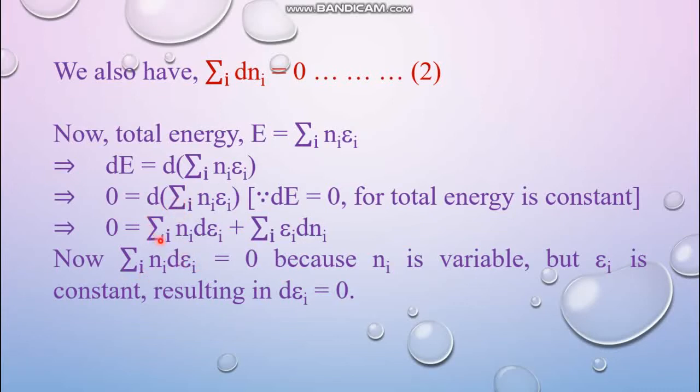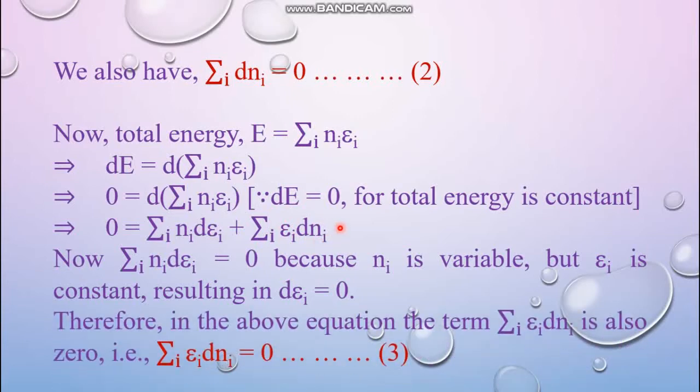So the first term of the right hand side is 0, and the second term must have to be 0 also. Okay, so this one is 0, so this one also has to be 0. This one equal to 0 is our desired third equation. And what is that third equation? Now the third equation is sum over i epsilon i dni equals 0. This is equation number 3.